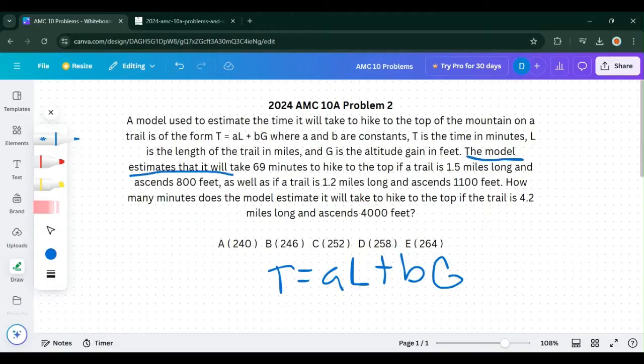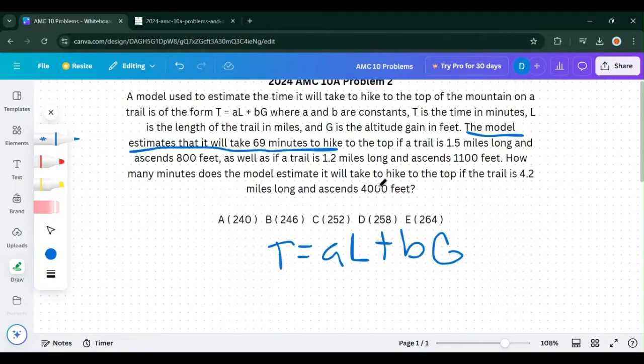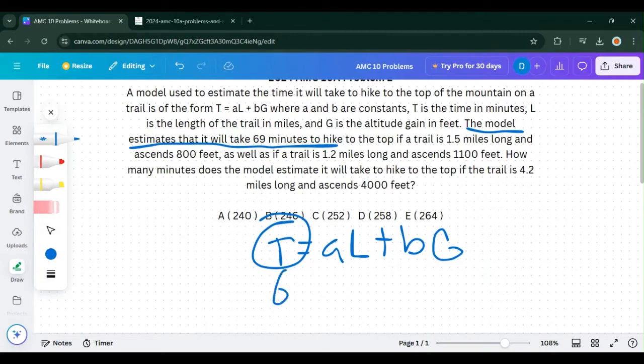And then the real juicy part comes over here. The model estimates that it will take 69 minutes to hike to the top of a trail. So if it takes 69 minutes, that's in our model the variable T, which is the time in minutes. So 69 is our T variable. It says the trail is 1.5 miles long. L is the length of the trail in miles, so we substitute 1.5 into L, and then we have 1.5a.